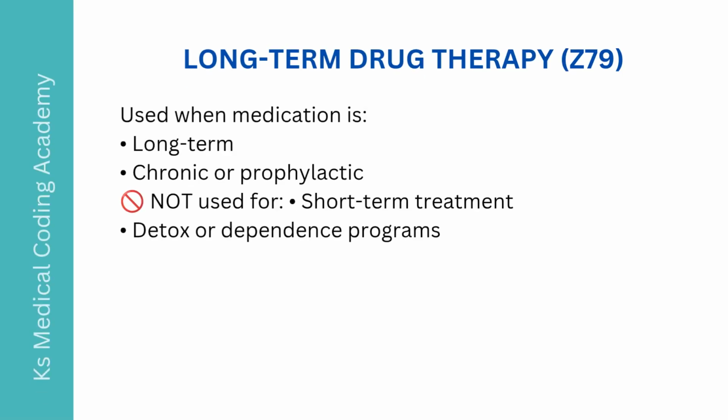Long-term drug therapy. Category Z79 identifies patients receiving long-term medication therapy. This includes medications taken continuously to treat chronic conditions or to prevent complications. Examples include long-term anticoagulant therapy or long-term insulin use. These codes should not be assigned for short-term medication use, such as a brief course of antibiotics.